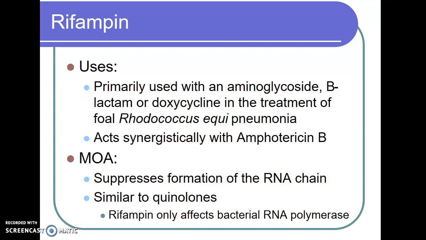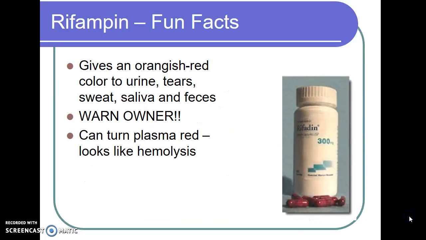The mode of action for rifampin is suppressing RNA formation, and it is similar to quinolones in general in that action, and it only affects bacterial RNA, so we don't have to worry about it affecting mammals.